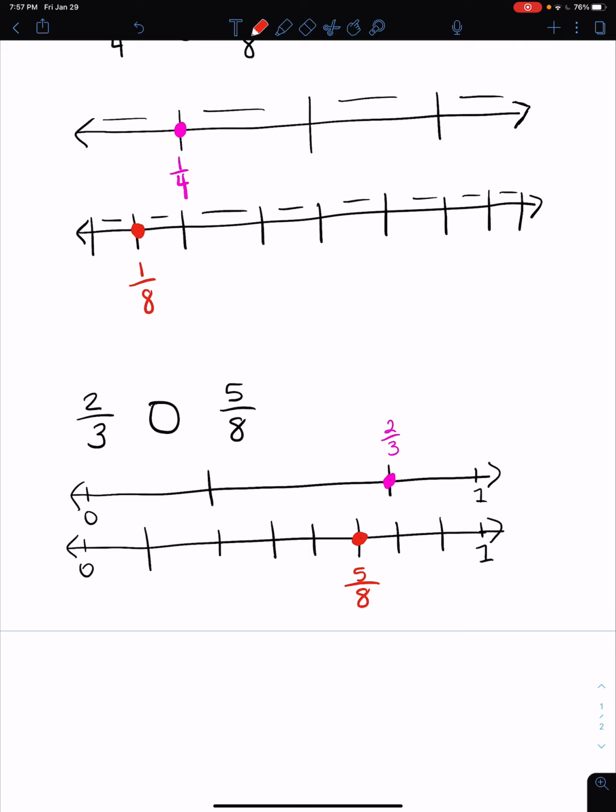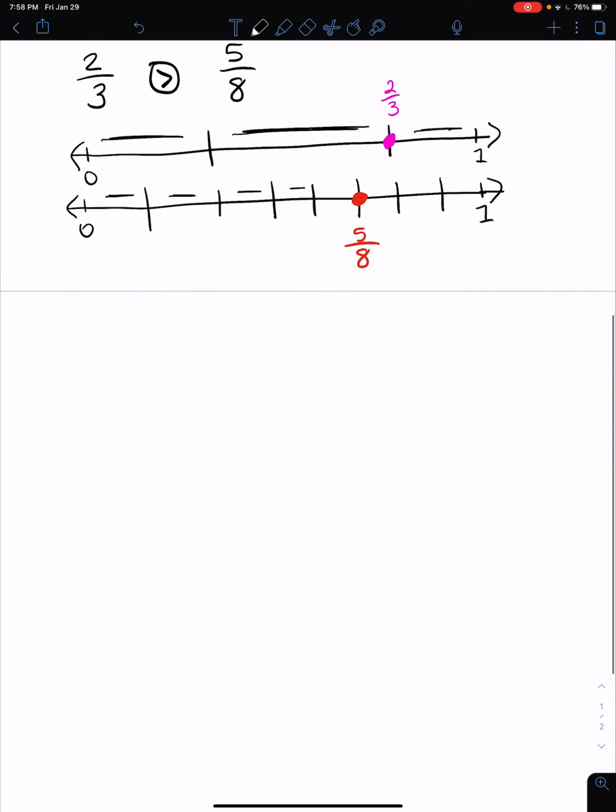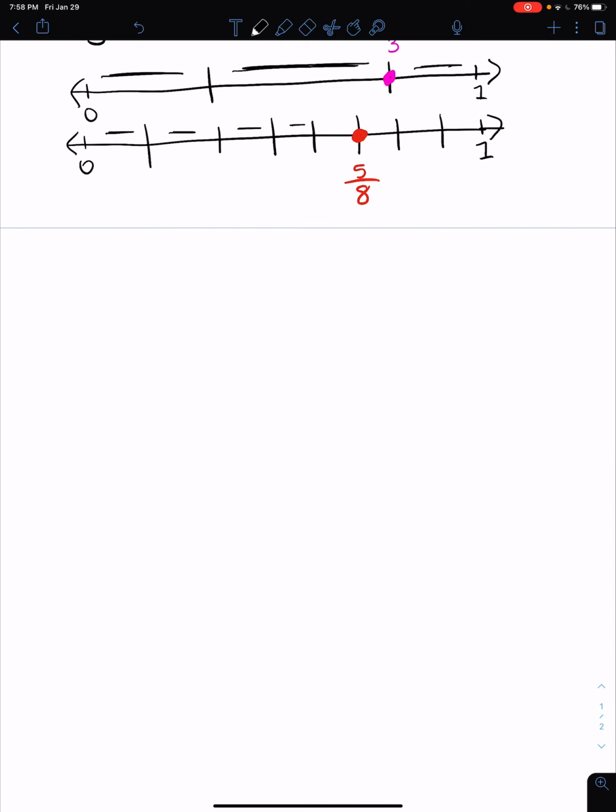Again, looking at our spaces in between our marks on our number line, I can see that my spaces for my thirds are bigger than my spaces for my eighths. Because remember, as our denominator gets bigger, our pieces get smaller. So I can see that two-thirds is going to be greater than 5/8. So I'm going to put one on here, and I would like for you to try it.